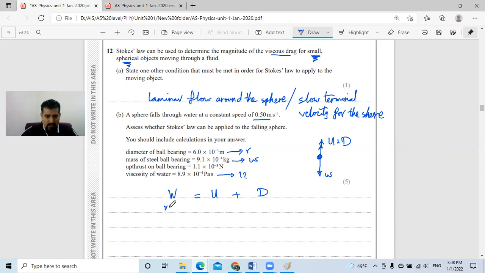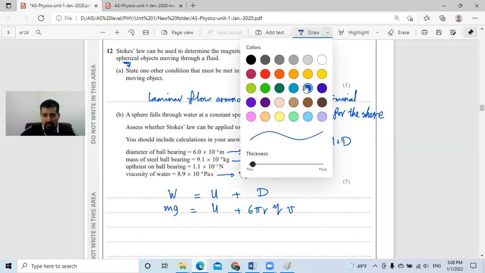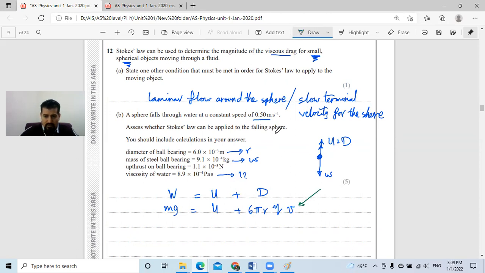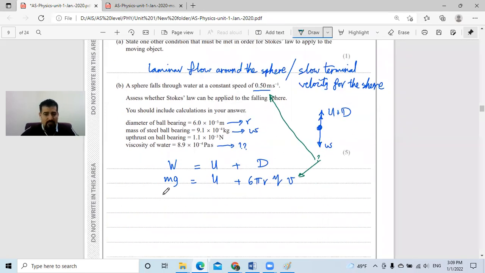So the weight, which is mg, and the upthrust is given, we will use the same value, plus the drag, which is 6 pi r eta v. Our target is to find v and compare it with this velocity. Are they equal or are they not equal? So let's continue putting the values.